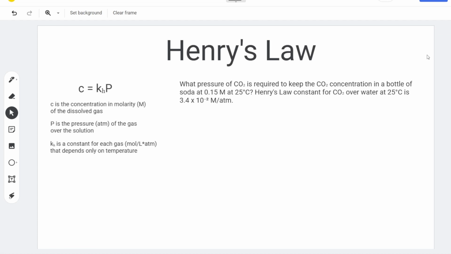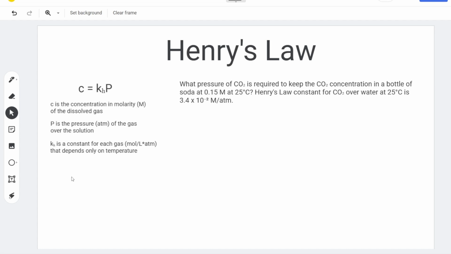Let's take a look at another problem. What pressure of carbon dioxide is required to keep the CO2 concentration in a bottle of soda at 0.15 molarity at 25 degrees Celsius? Henry's law constant for carbon dioxide over water at 25 degrees Celsius is 3.4 times 10 to the negative 2 molarity per atm.